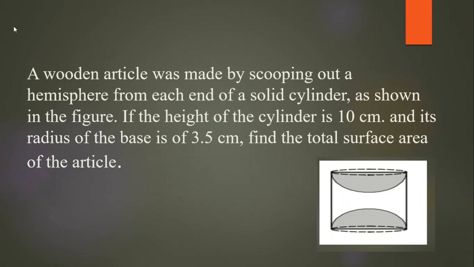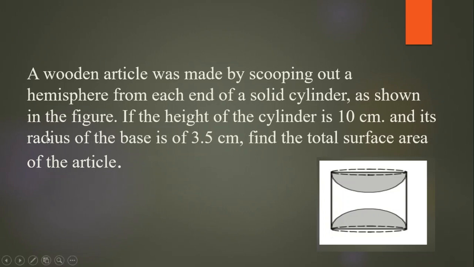Okay, we need to find the total surface area of a wooden article, which was made by scooping out a hemisphere from each end of a solid cylinder. The height of the cylinder is given as 10 centimeters and the base radius is given as 3.5 centimeters, right? We need to find the total surface area of the article.